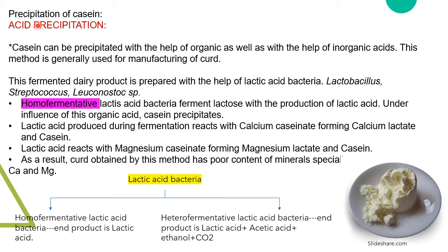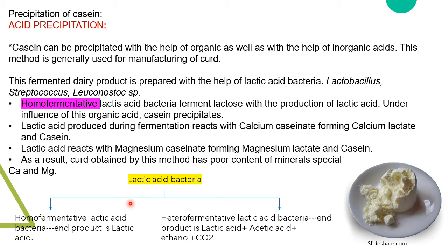So first is acid precipitation. Casein can be precipitated with the help of organic as well as inorganic acids. This method is generally used for manufacturing of curd in many industries. This fermented dairy product is prepared with the help of lactic acid bacteria, for example Lactobacillus, Streptococcus, Leuconostoc species, etc.